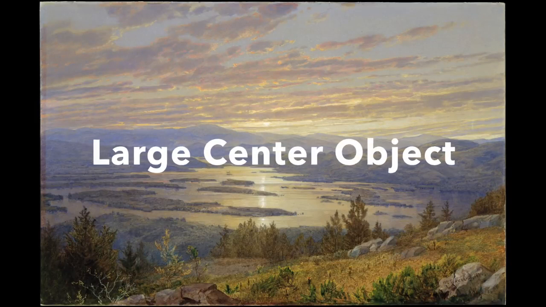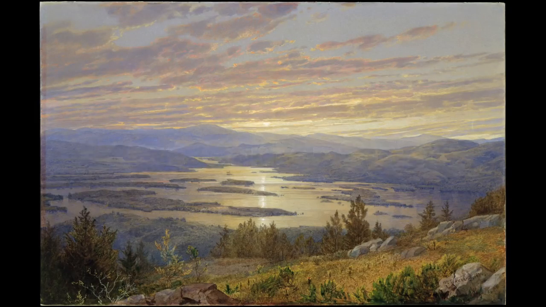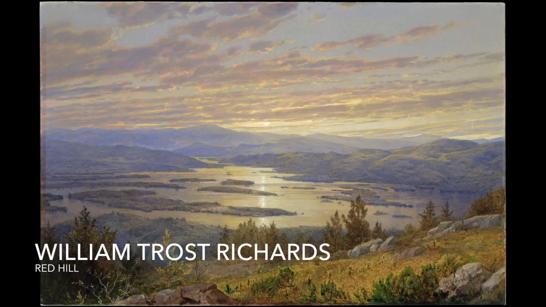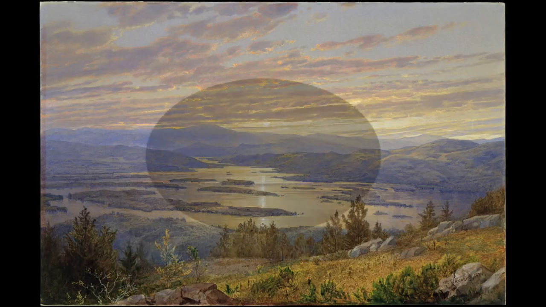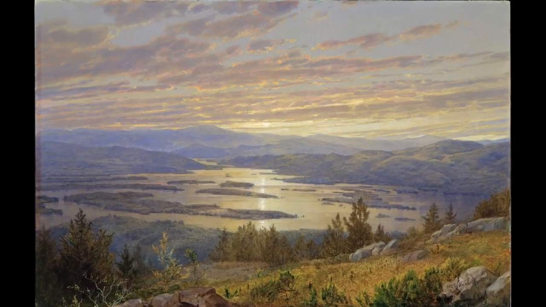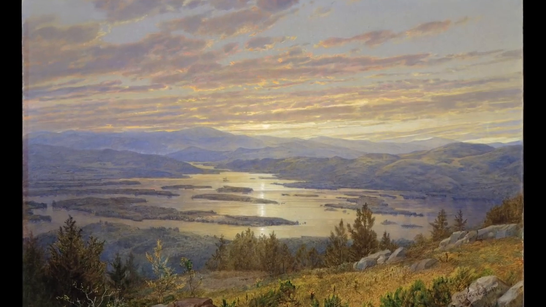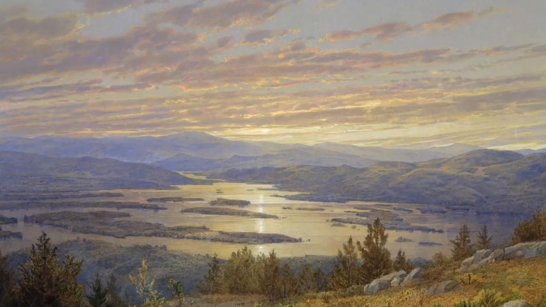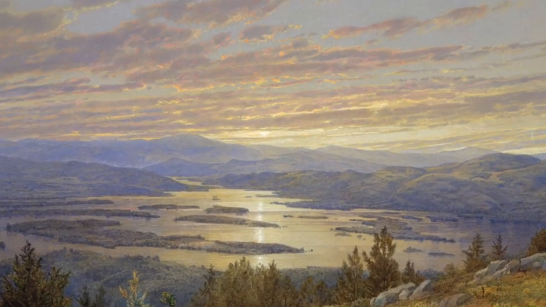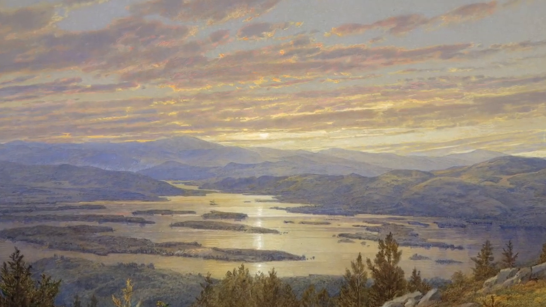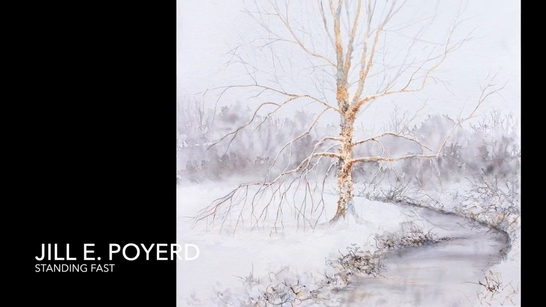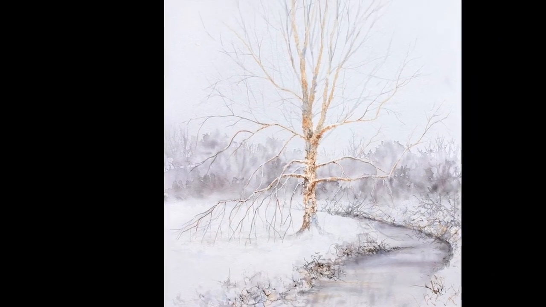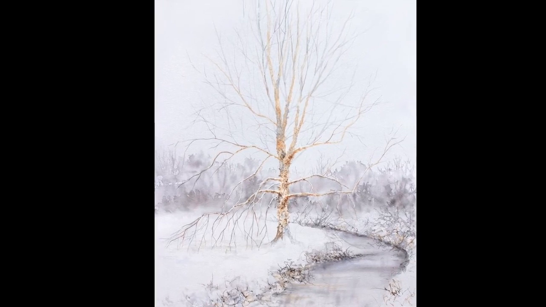Using a large center object is another tool, but you do also have to be careful with this one. Notice that William Trost Richards, in a kind of reversal, instead of a large dark object, he's put the sun and the reflective sun in the middle as a large object. This seems to contradict the rule we discussed earlier about not placing your focal point directly in the center, but there are many situations where you can do it. In fact, if you're featuring a figure or a key object, or in some of my paintings, a tree, as long as you line up the supporting objects properly and you give the viewer elements of interest, it can really work.